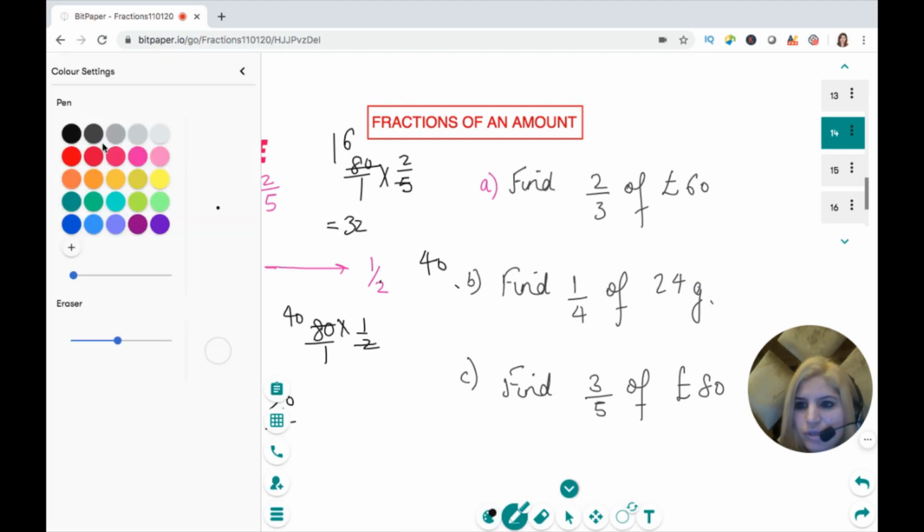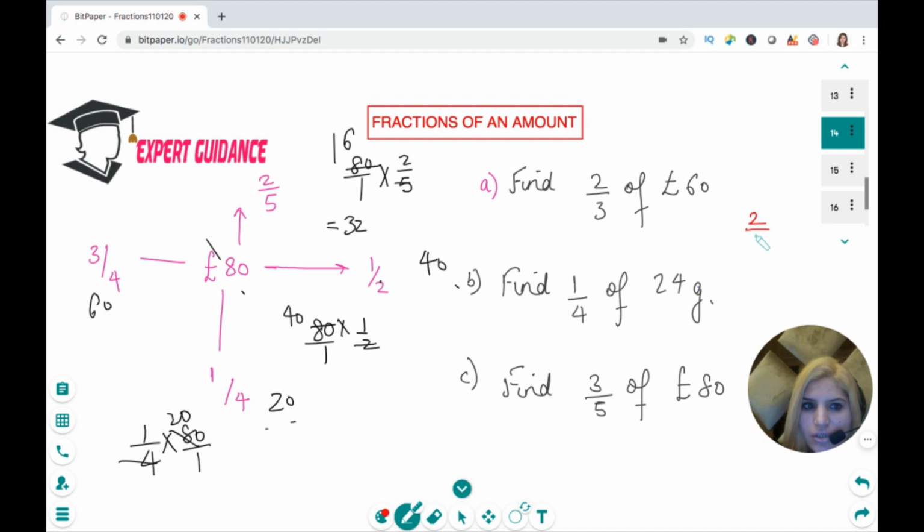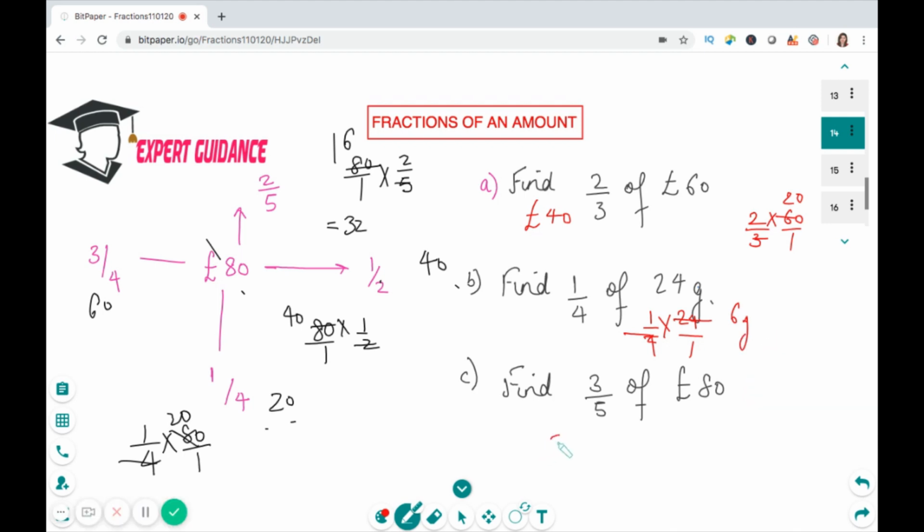So the first question, let's try this. 2/3 of 60. So 2/3 times 60 over 1. We can cancel. So the answer is 40 pounds. A quarter of 24. So a quarter times 24 over 1. So that becomes 6 grams. 3/5 of 80.